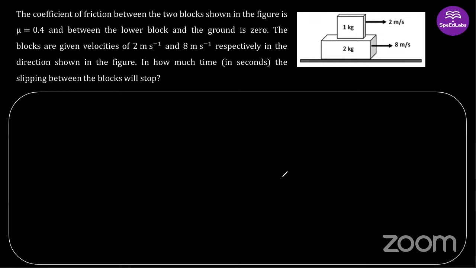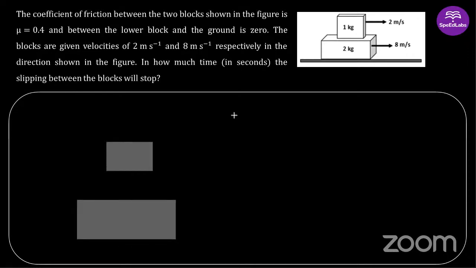See, they are given a certain velocity. Slipping will stop when both of them start moving with the same velocity. That's the logic over here, and other things are simple. So these are two blocks, both having some initial velocities in the same direction. This is 2 meter per second, and this is 8 meter per second. Let us say the final velocity becomes v after time t. For this also the final velocity becomes v after time t.